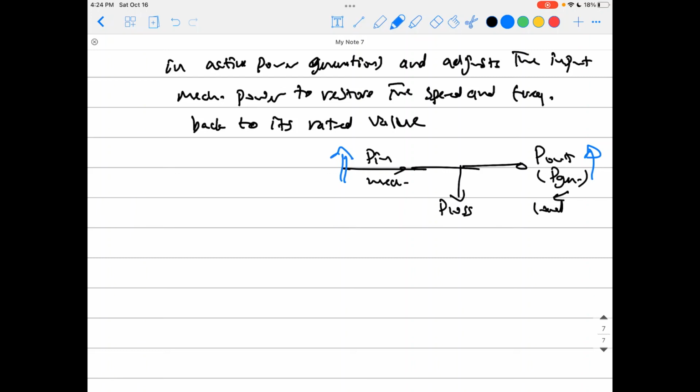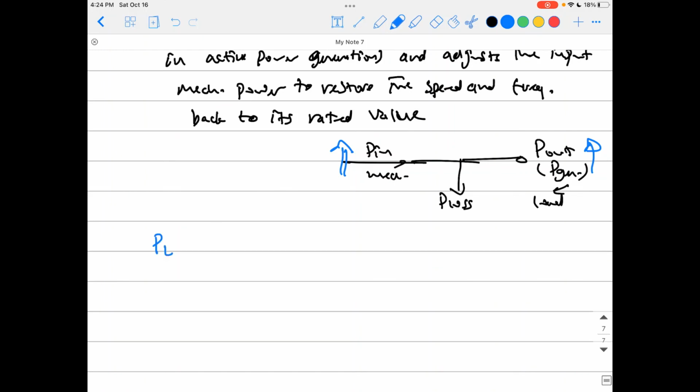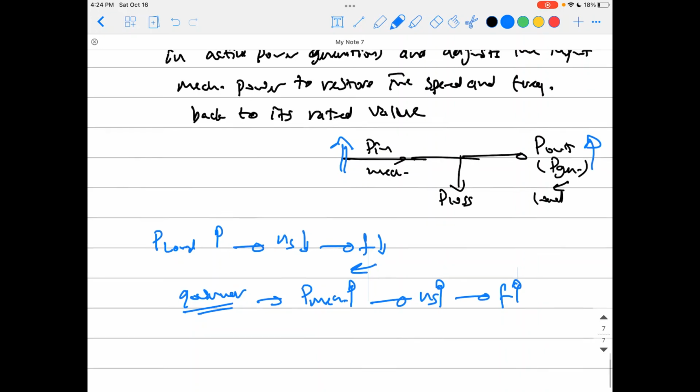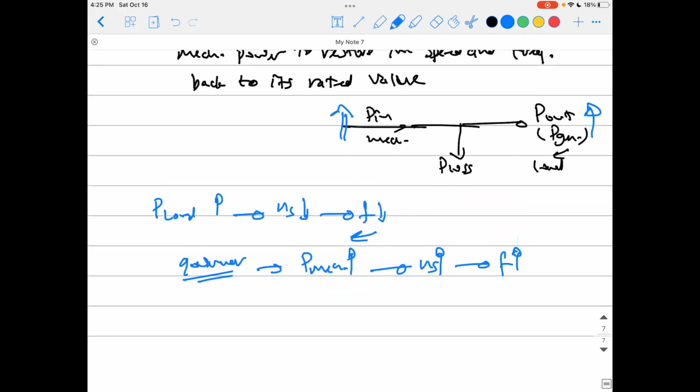Okay, guys? So what happens is your P load goes up. If that happens, the speed will go down, and that will bring the frequency down with it. So here the governor steps in, which increases the mechanical power input of the machine, and this increases the speed back and brings the frequency back to its rated value. This guy, we call it the governor.